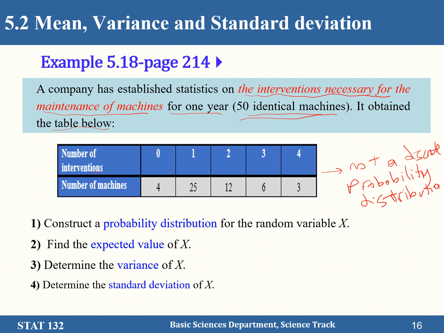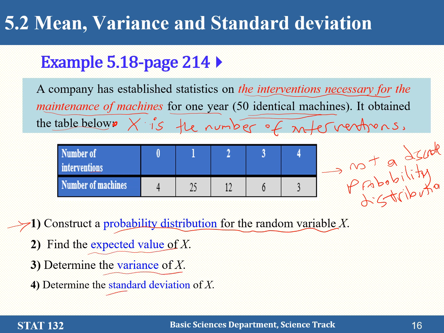Okay, let's read the question first. Construct a probability distribution for the random variable x. And here, of course, this has to be given to us. Okay, now I'm giving it. Take x, the number of interventions. It's kind of clear from the question, but still, we need to specify what is x. And find the expected value of x, find the variance of x, and standard deviation of x.